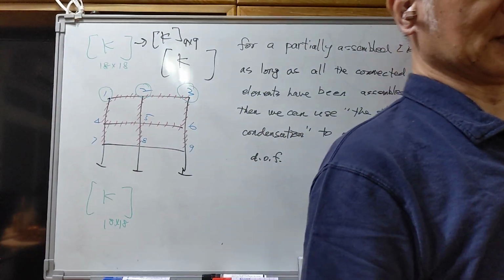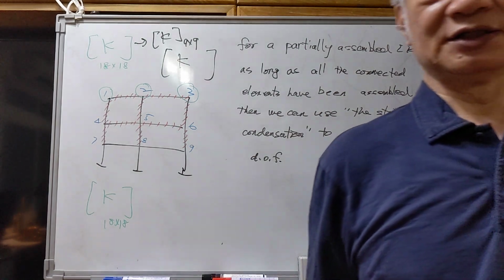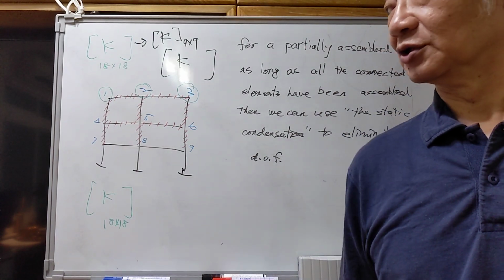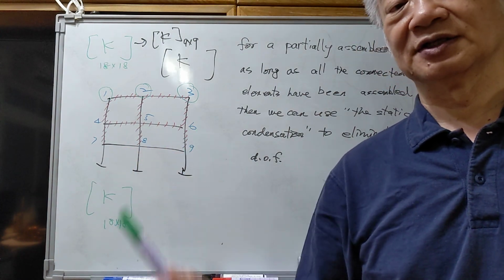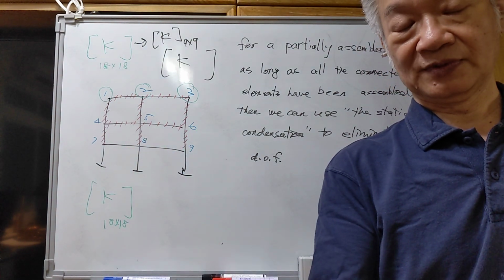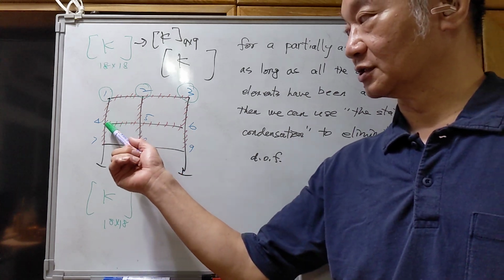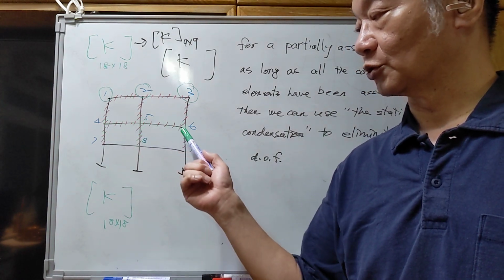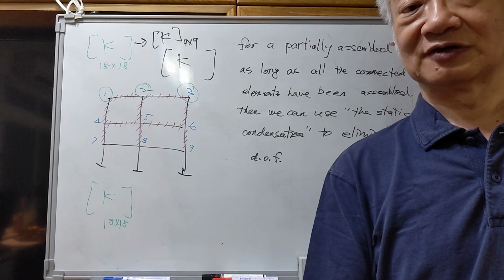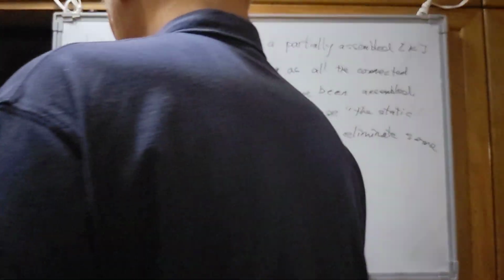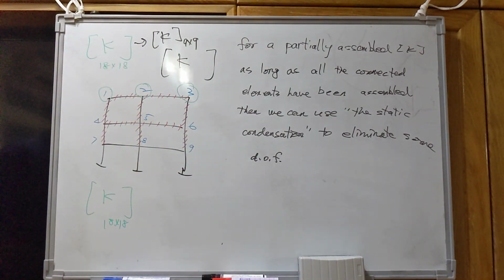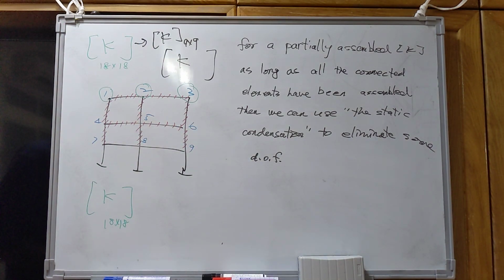Right now we need to include the nodal degrees of freedom for the node points 7, 8, and 9. In this case we can assemble the 3 column element stiffness matrices into the global stiffness matrix. So it will be an 18 by 18 matrix.